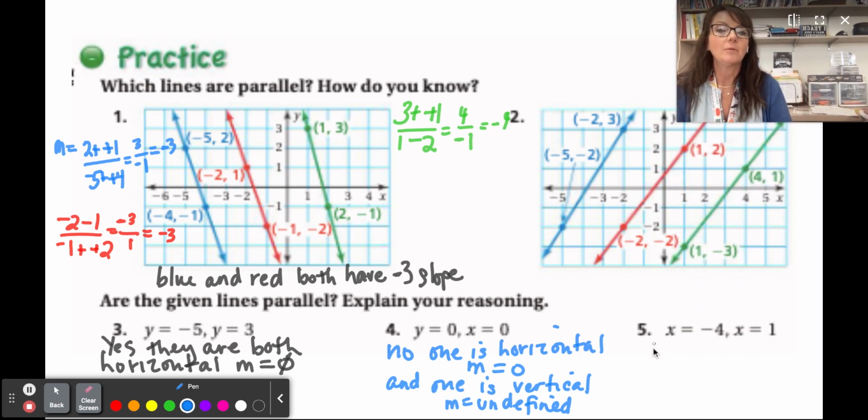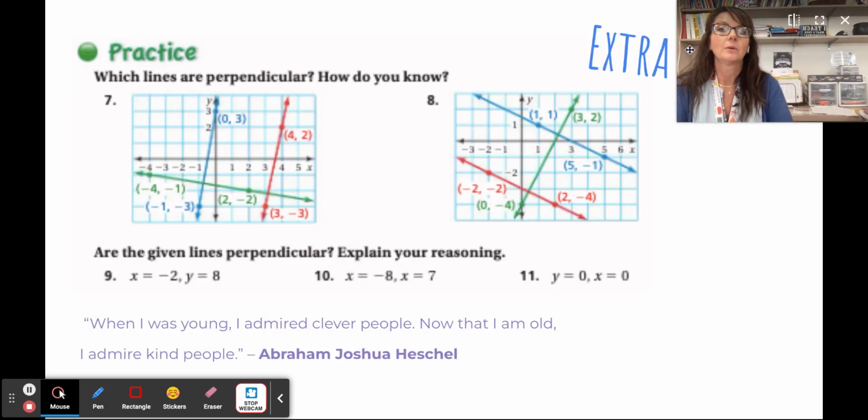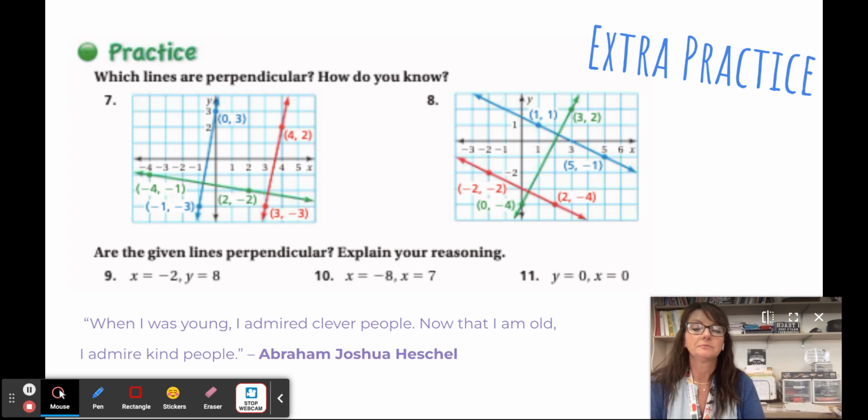And now I would like you to do number 5. Please tell me if x is equal to -4 and x equal to 1 are parallel, if these two lines are parallel. Okay.